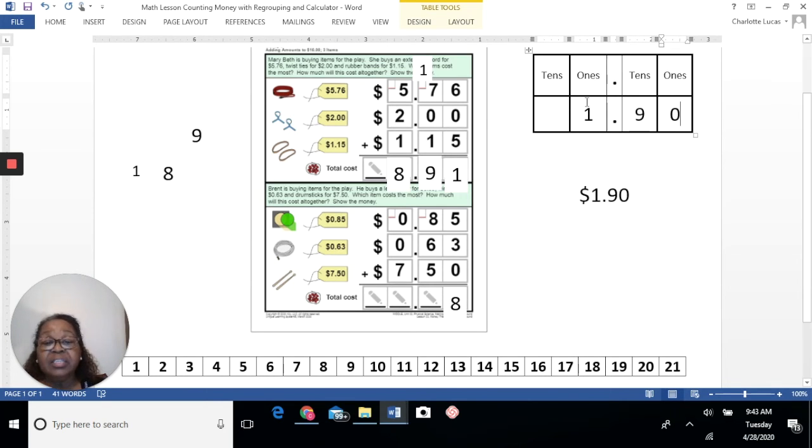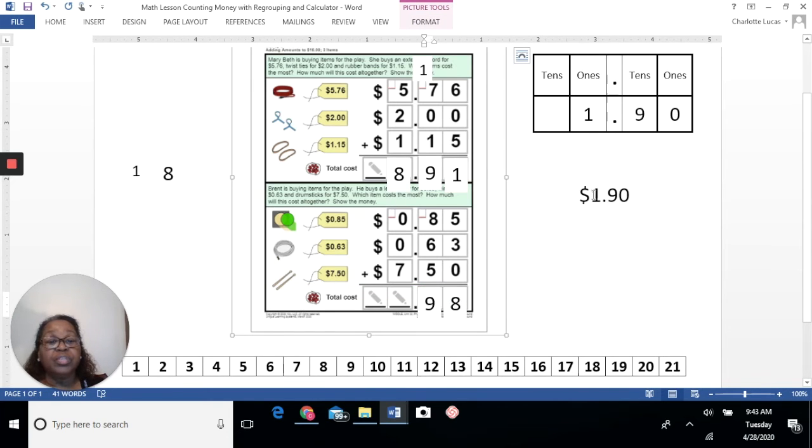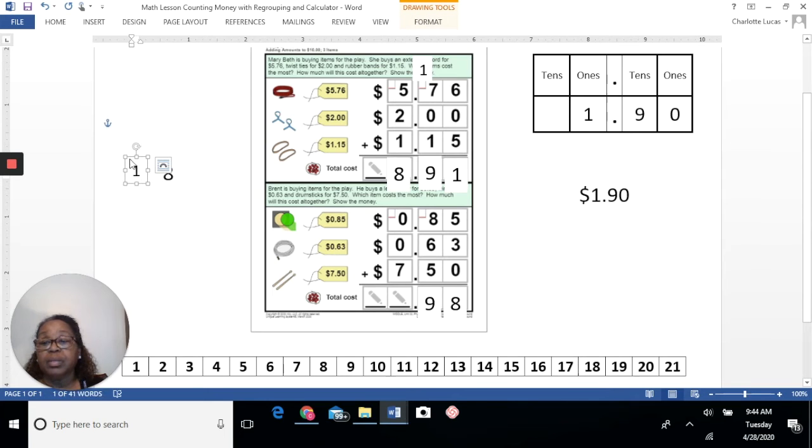So there are 19 tens. We'll put the 9 here and move that whole dollar to this side where all of the whole dollar numbers go. And we're going to move that up here so that we have to add it with these numbers.